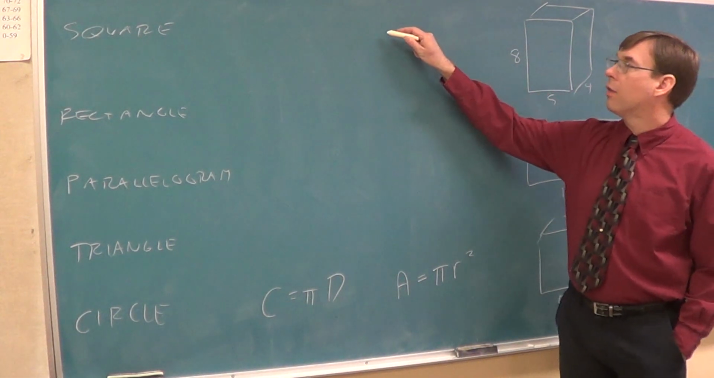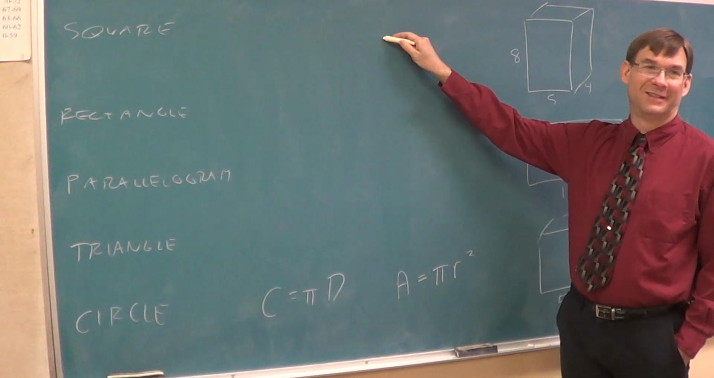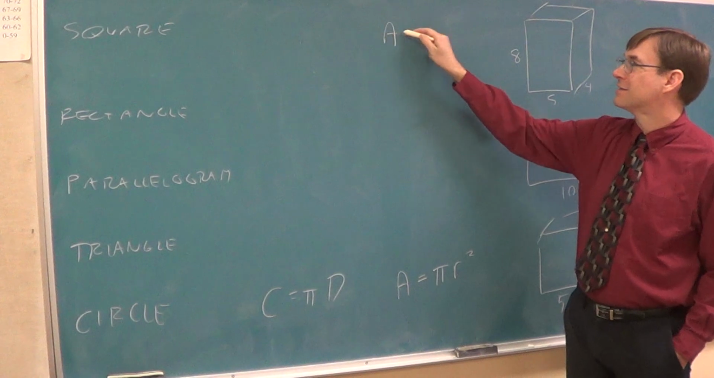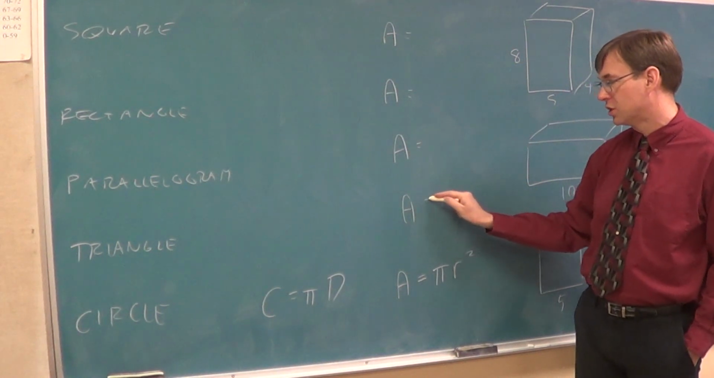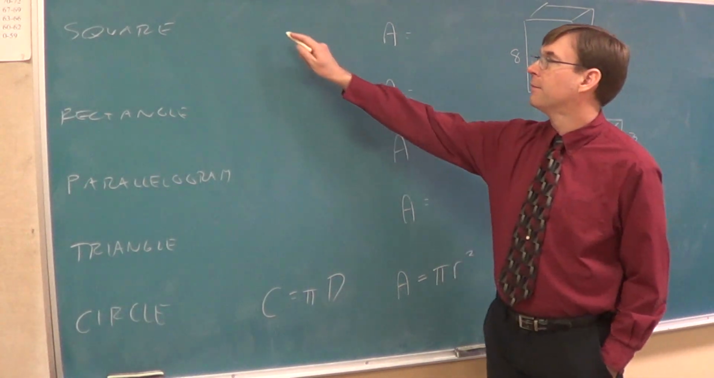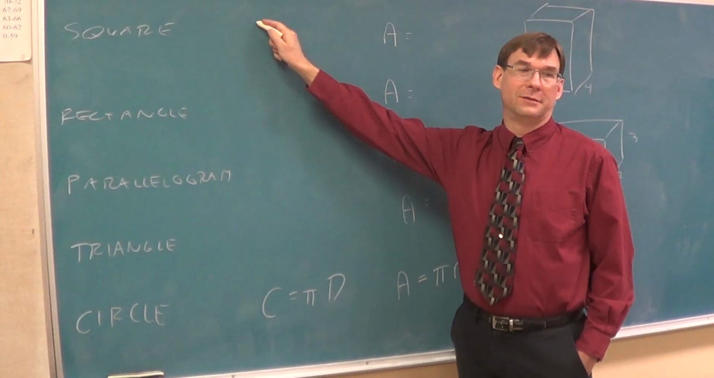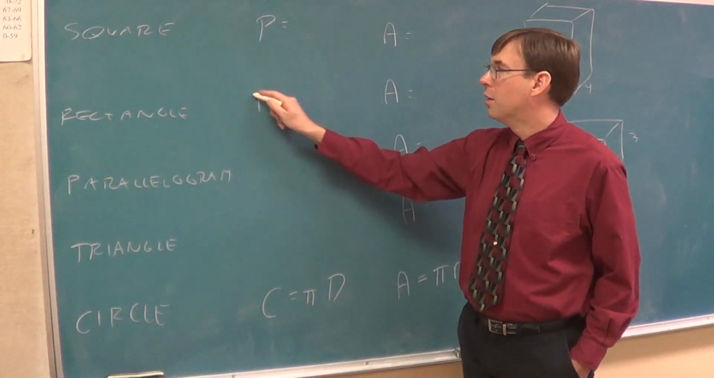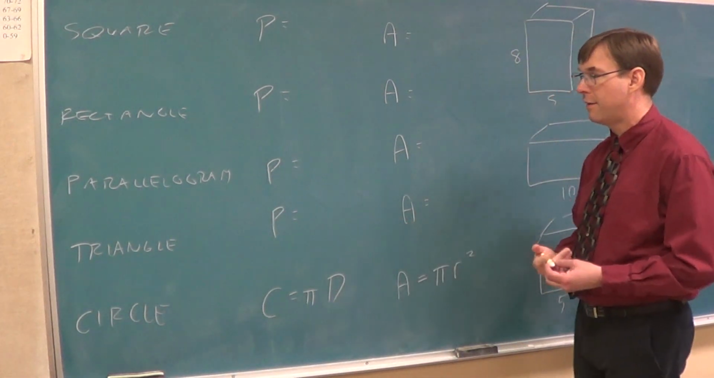What do you think all the area formulas are going to start with? A. So the whole way down this right edge for all of these area formulas, just put A equals, A equals, A equals, all the way down. What do you think we're going to put down the whole perimeter row? P. So P equals, P equals, right down the perimeter row.